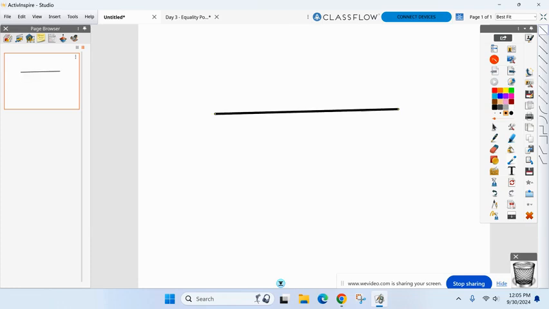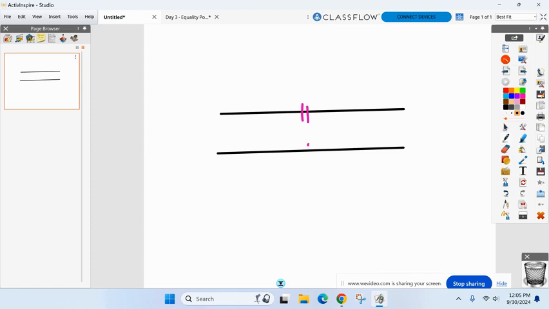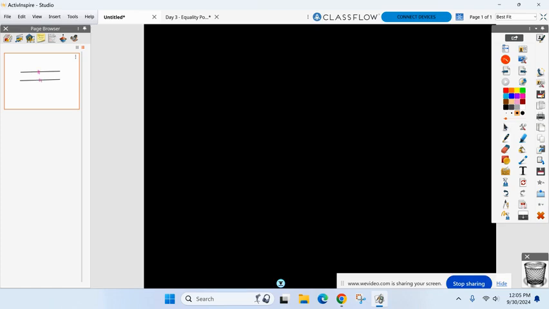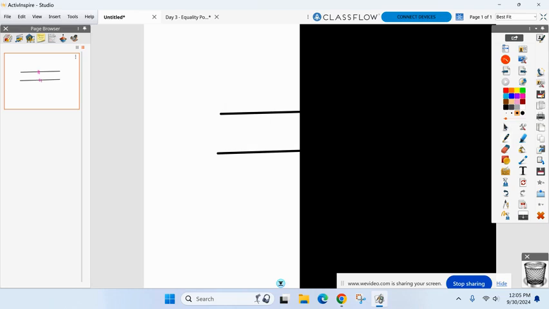All right, so here you go, kids. I'm going to have two line segments up here. Here's what I'm going to tell you about them. They're congruent. Same length, they're congruent, right? Ready, steady. I'm going to take those two line segments and I am going to cut them in half.